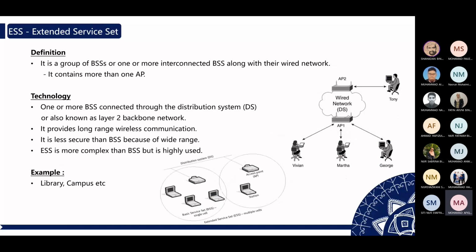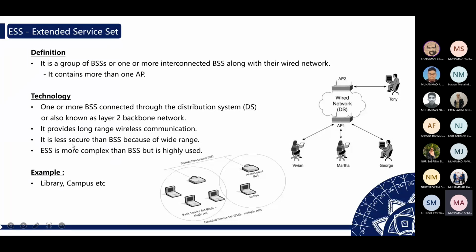And finally, ESS, Extended Service Set. The definition, it is a group of BSS or one or more interconnected BSS along with their wired network. So it means that ESS contains the multiple BSS that is connected. So it contains more than one AP. For technology, one or more BSS connected through the distribution system, also known as layer 2 backbone. It provides a long-range wireless communication.